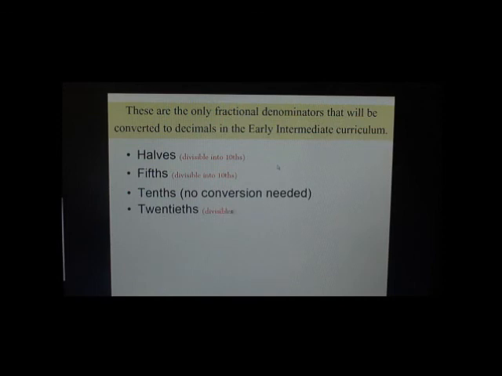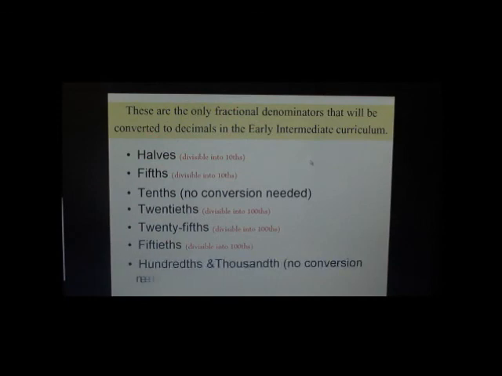20ths can be changed into hundredths. You can go directly from 20ths to hundredths in equivalent fractions, so that can be done. 25ths can also be changed into hundredths because 100 is divisible by 25, and the same would work with 50ths. And of course, hundredths and thousandths already are in that form. Okay, let's see what we mean by that.